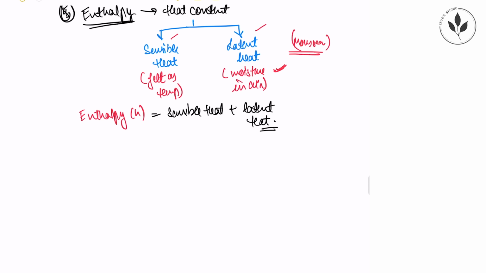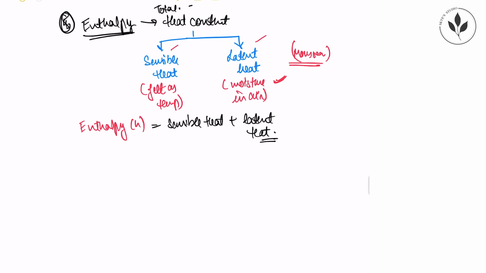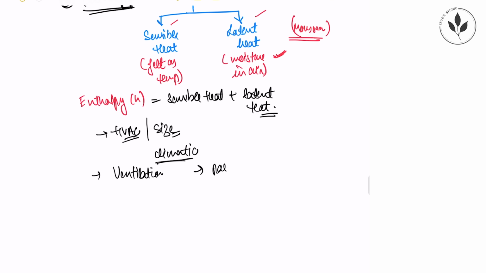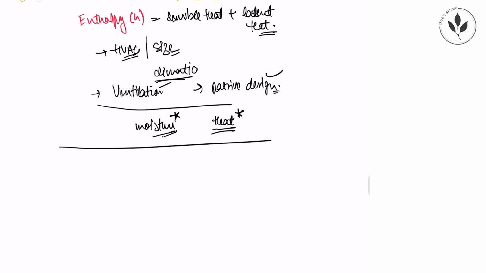So what is the function of enthalpy? It is crucial in designing HVAC for the building. What should be the size of the AC? And by doing the climatic analysis, we can suggest what type of HVAC should be installed. Then again, for ventilation and passive design, for putting up passive design strategies, we need to learn about enthalpy as well. Let's discuss one example.